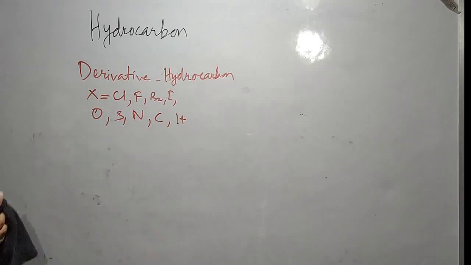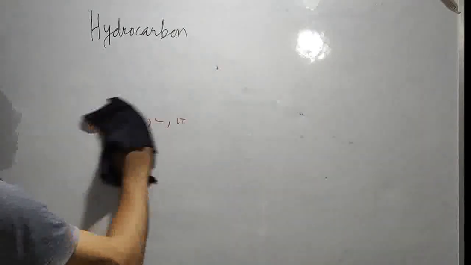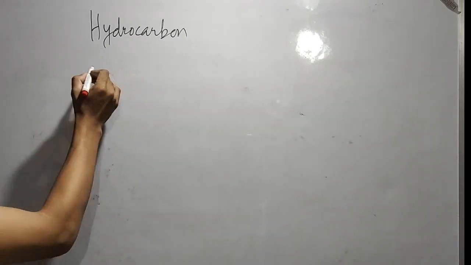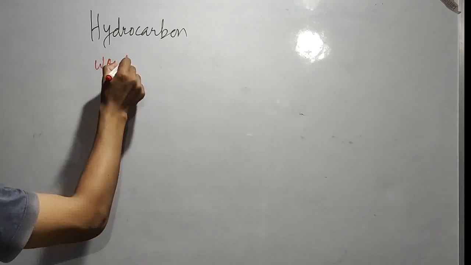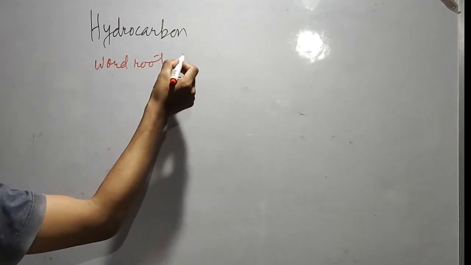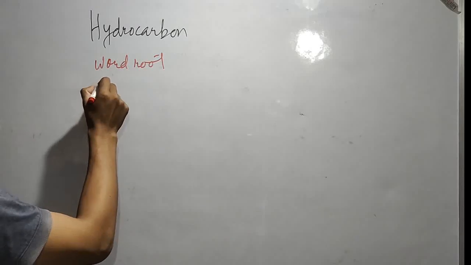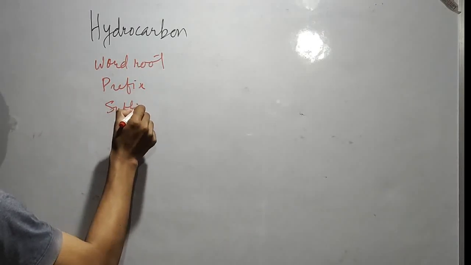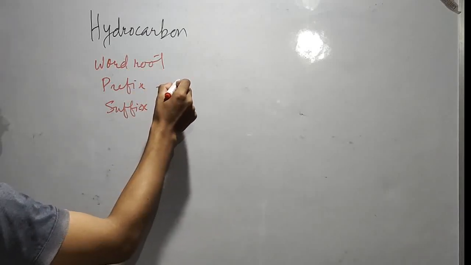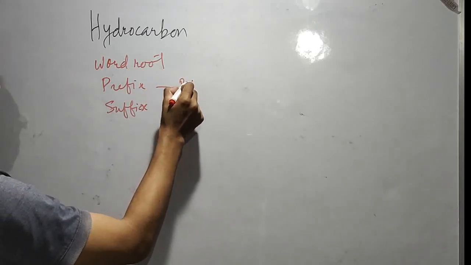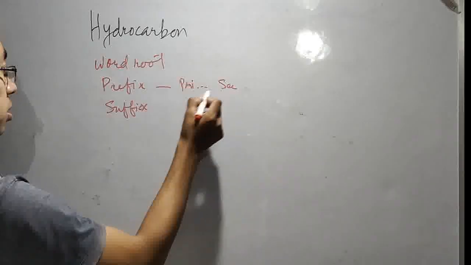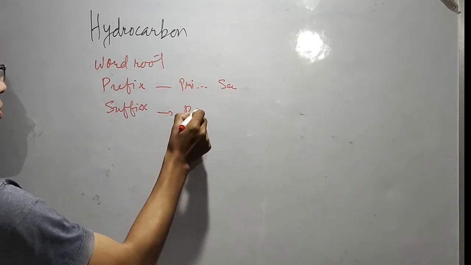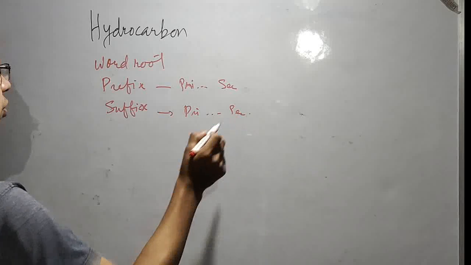Now moving on to the next one, that is IUPAC nomenclature. There are three parts: word root, prefix, and suffix. Under prefix there is primary and secondary, and for suffix also there is primary and secondary.